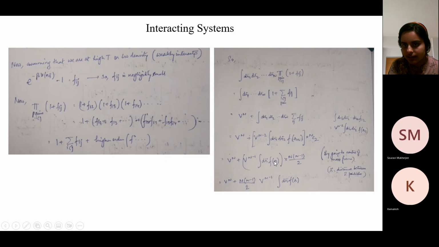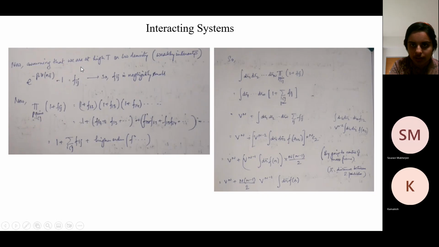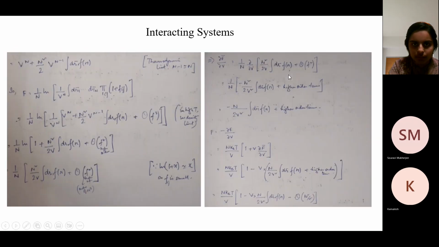And f of r is, so now r is the distance, so for a given potential, we can directly substitute that here. e to the power minus beta v minus 1 is f. So we can substitute that value here. That was the value for this integral, and now we substitute it in the expression for f.